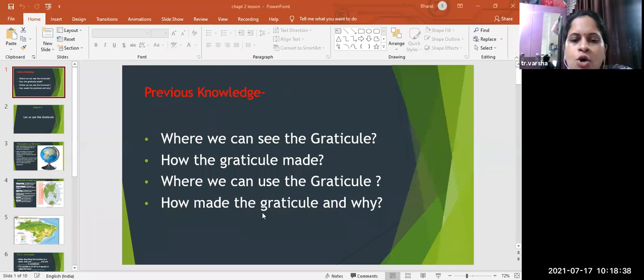The next question is how we have made the graticule and why. This answer in short I have already given, but I would like to ask someone, so you can raise your hand if you know the answer and I'll give one. Yes, the first hand is raised by Shrishti. I'll give her the chance to give me the answer. Yes, Shrishti Pandey, how is this graticule made and why is it made?